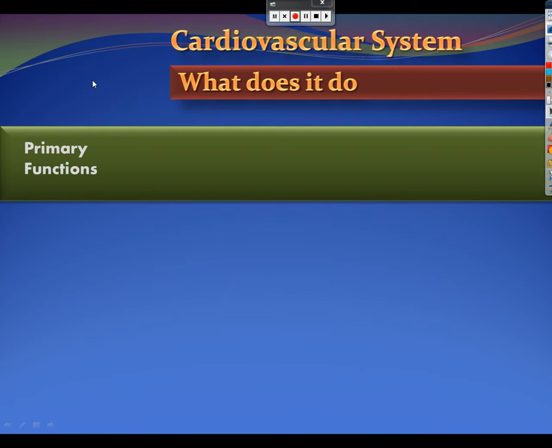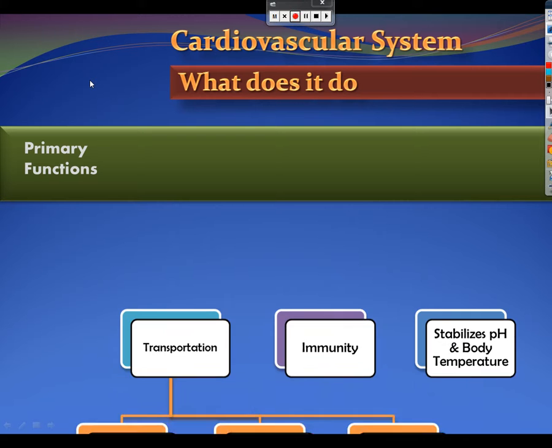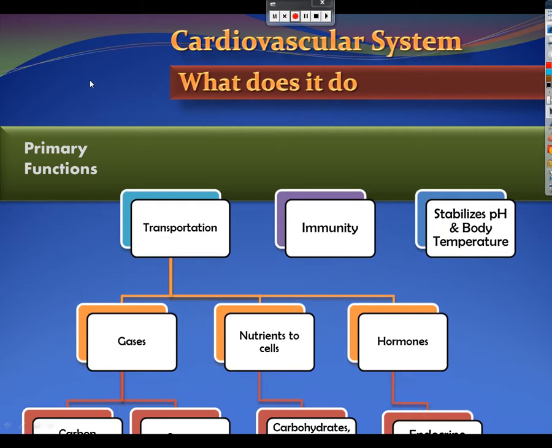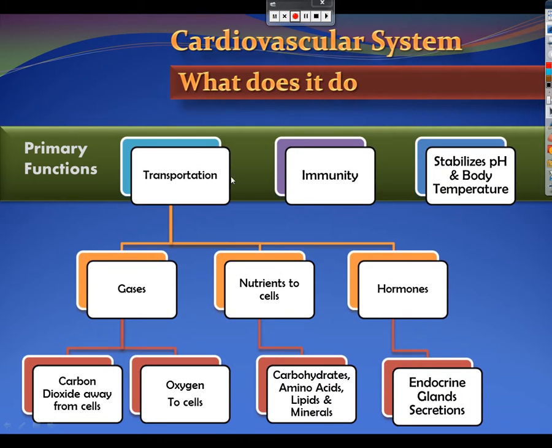So let's talk about the primary functions of the cardiovascular system. The cardiovascular system has three primary functions. Number one, to transport. Number two, it's part of your immune system, or to provide immunity, and that's closely linked to transportation, because the immune system is going to have the white blood cells being transported. And it also helps to stabilize the pH and body temperature as well.